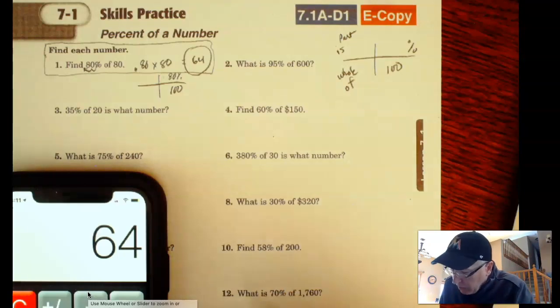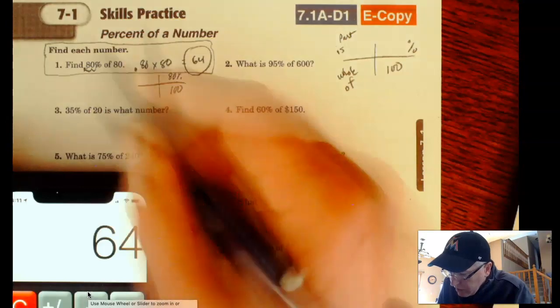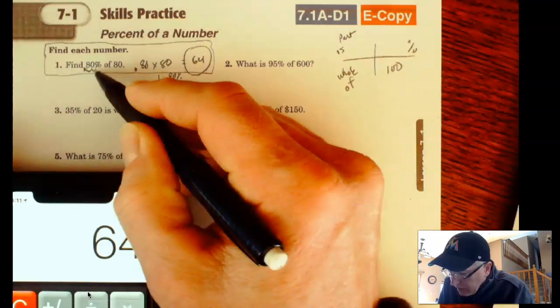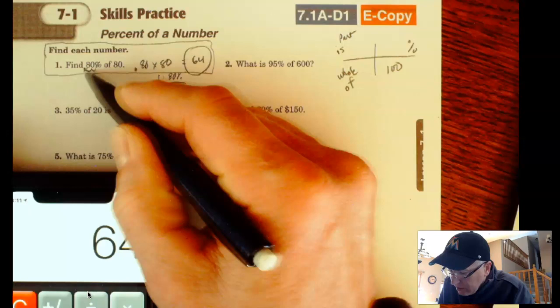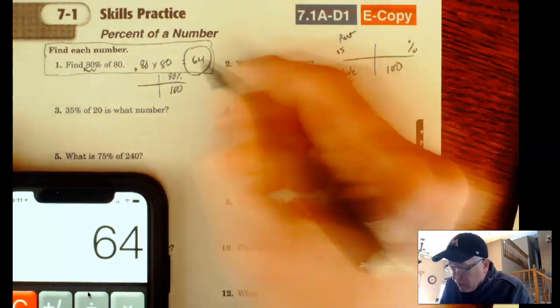All right, a couple of ways to do it. If this is your first lesson of the chapter, you could just take 80% and move the decimal two places, and you get 0.80, and you just multiply it by the other number, and you'll get 64.